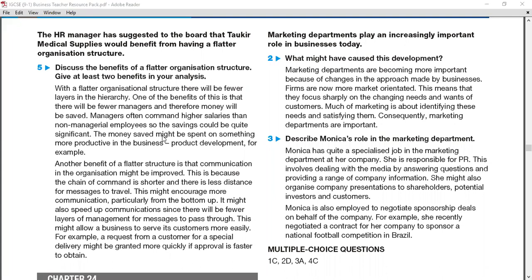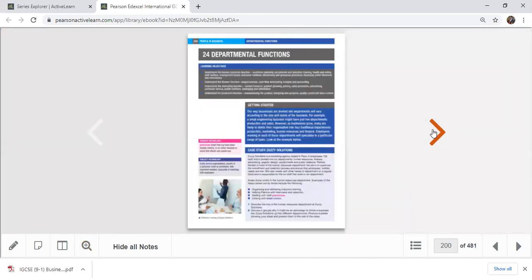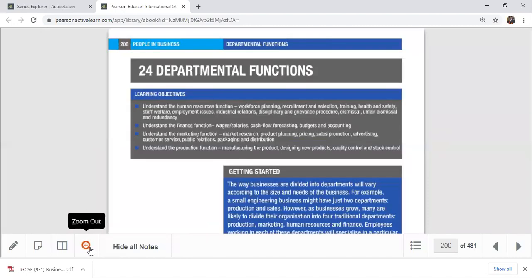So now that's the end of the chapter. Today we will start the next chapter. We will see departmental functions, the new part under human resource management, under people in business. Organization structure is fine. Under departmental functions, we are going to discuss today mainly what the departments are and what their functions are. You can see here the learning objective of this chapter.